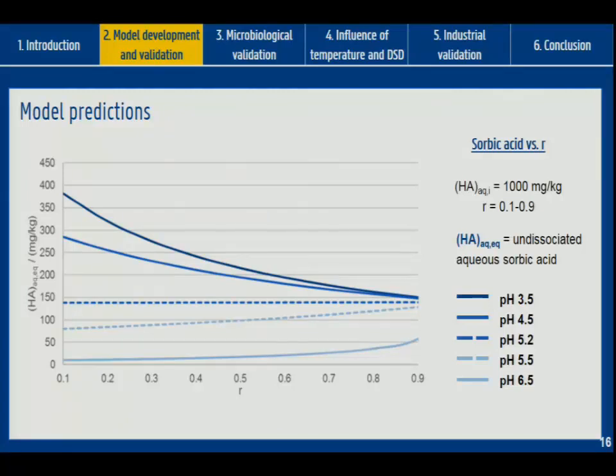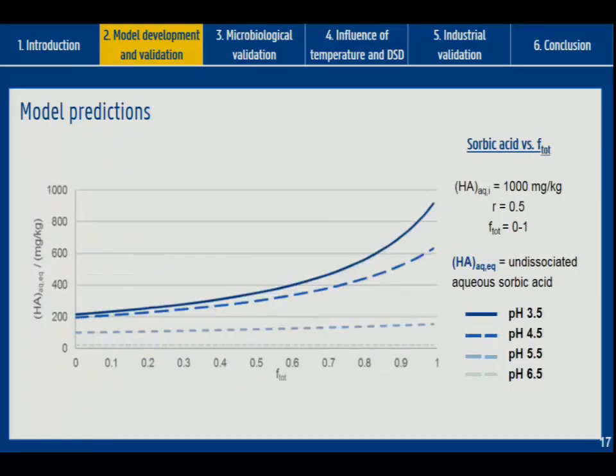When there is little oil, there is a lot of sorbic acid present in the aqueous phase. The more oil there is, or the more lipid phase there is, the less sorbic acid is present in the system. Why does this happen? Well, the sorbic acid partitions back in the oil. What happens with higher pHs? Well, not much. Why? Because at those pHs, most of this acid is actually present in its dissociated form, so it will not partition.